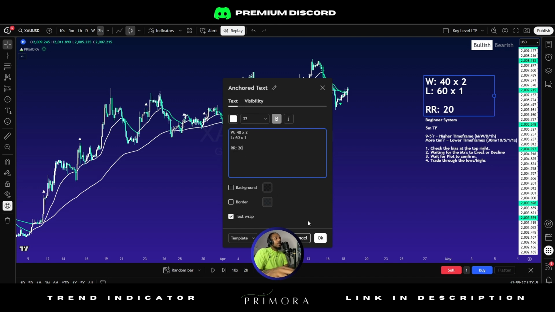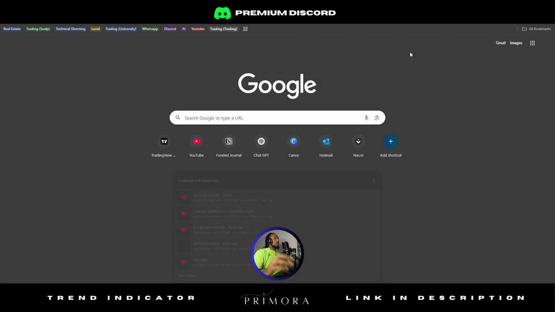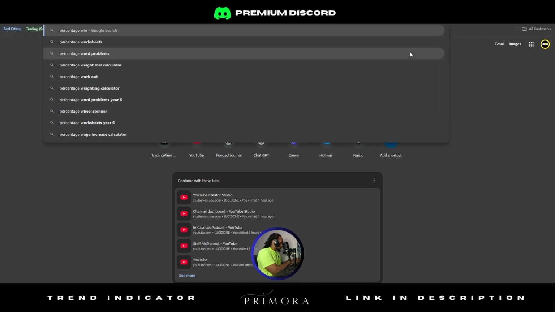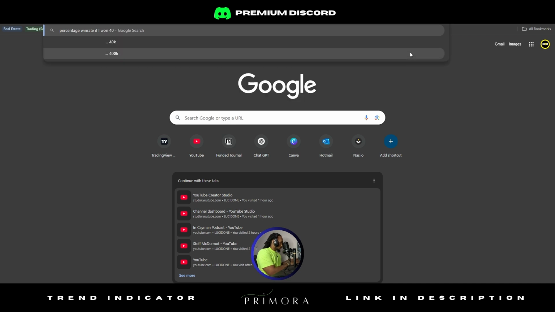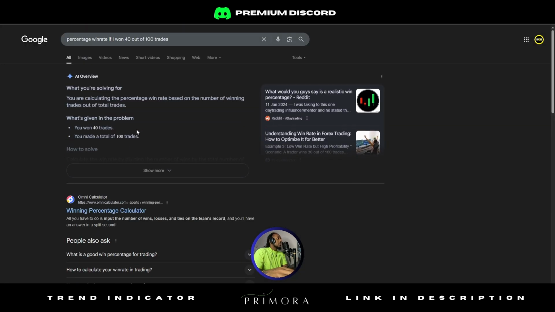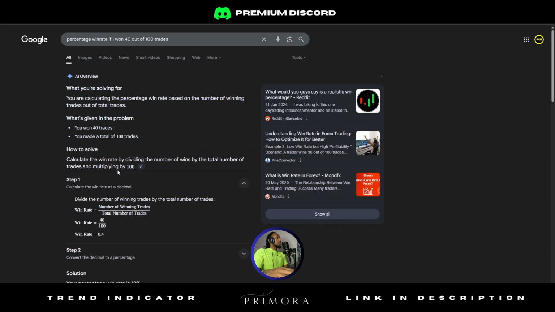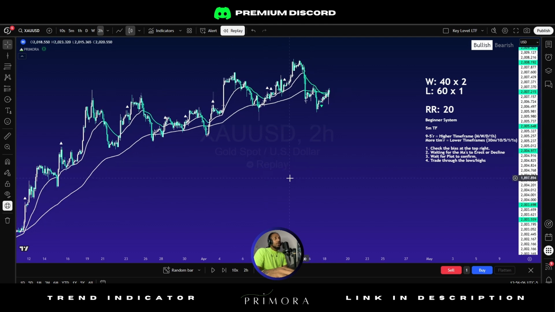Again, I don't know why my brain is not working with the percentage. For some reason, it's just not working. I have no idea. Okay, let me calculate it real quick. Number of winning trades divided by number of trades. Okay, 40 divided by 100, so 0.4, so 40% win rate. Yeah, that's what it was. So 40% win rate.